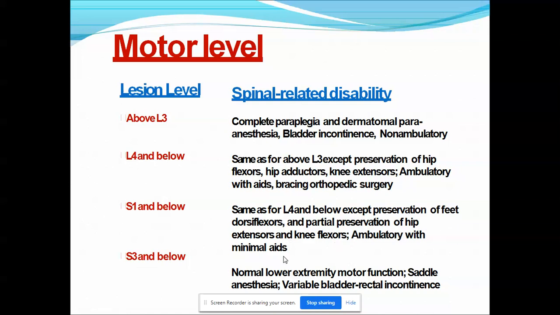S3 and below, normal lower extremity motor function will be there, saddle anesthesia will be there, and variable bladder and rectal incontinence will be there.